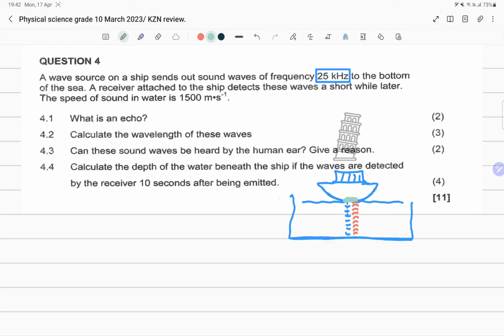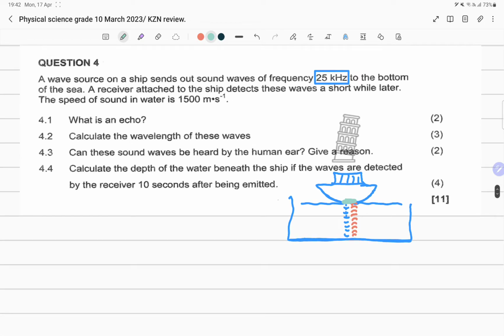So basically it's going to send these sound waves down, and then they hit the bottom and get reflected. Always remember, there's a certain rule that you're going to learn in grade 11 or so, but I think in grade 10 already you learn about it, the reflection. The angle of incidence is the same as the angle of reflection of a wave. Anyhow, let's leave that and not go into too much detail. Okay, so this is what is going to happen here.